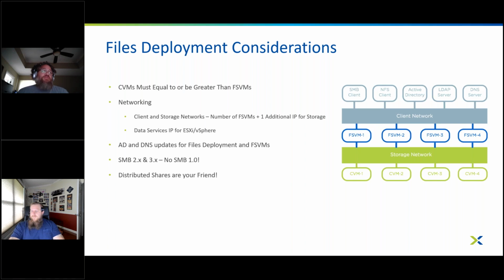With Files, we do not support SMB1 at all. So anything that needs SMB1 is not supported on Files. Anything newer should be using SMB2.x or 3.x anyways. So no SMB1. Another thing here is that distributed shares are your friend.